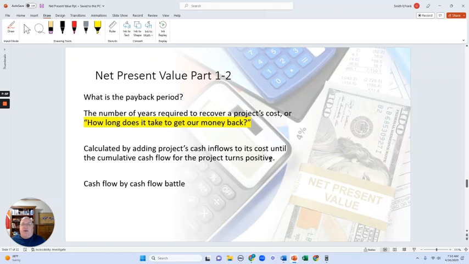What is payback period? I call that the farmer's method. It's just, how long does it take me to basically get my money back? I think that's a really important topic when you think about it. And the sooner you get your money back, the better, right? You calculate it by taking your inflows and subtracting them from your original investment until you finally get to 0. So what does that look like?